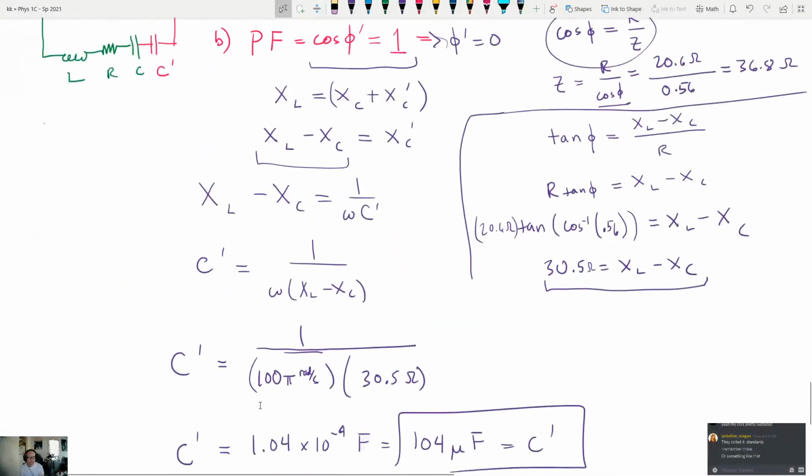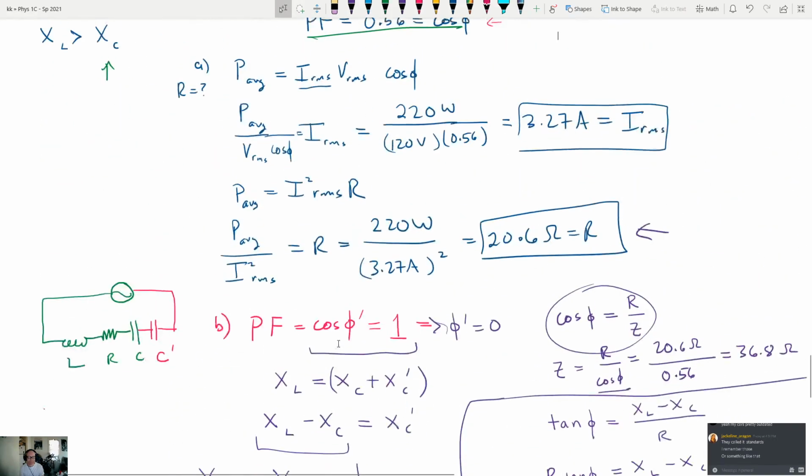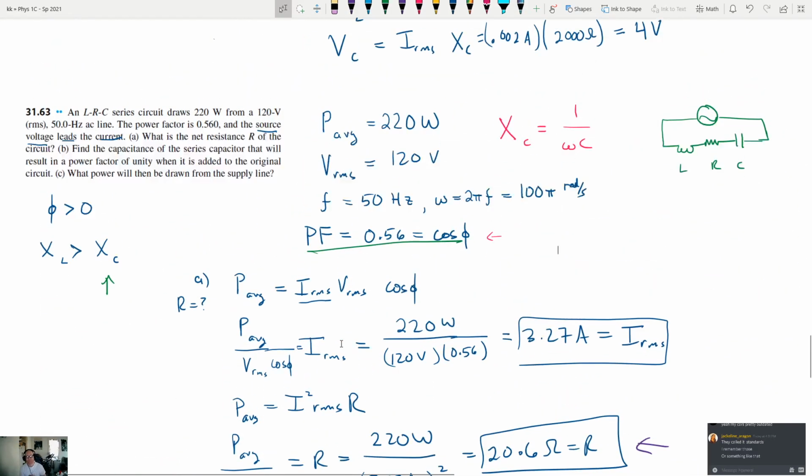So that is all I have for today. Does anyone have any questions about what we just did in this last problem? Hopefully it'll make more sense when you're actually trying to solve it yourself. So you can always come back and watch the video.